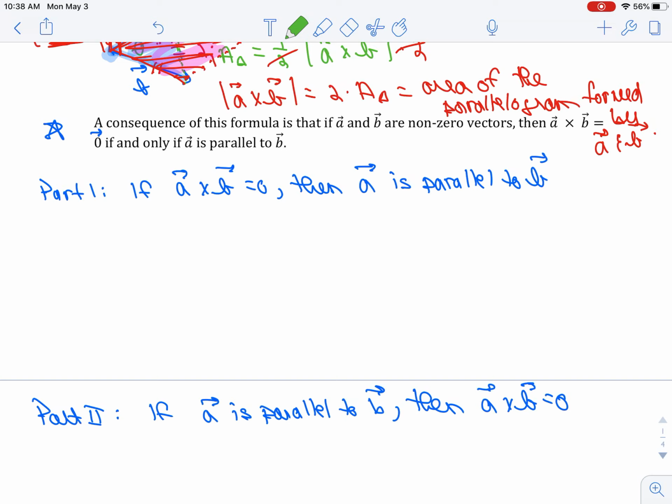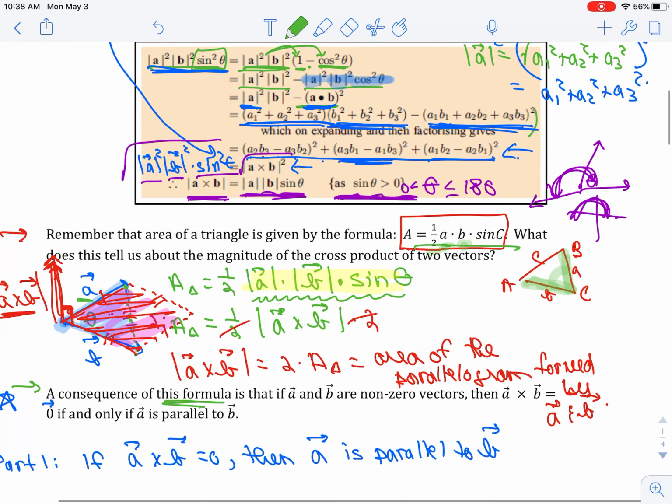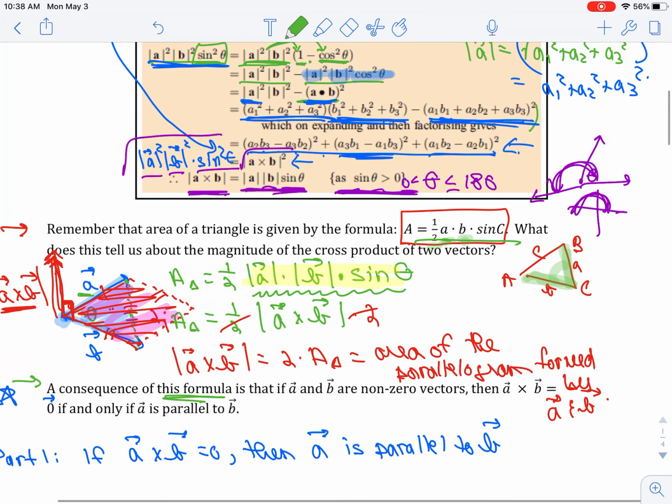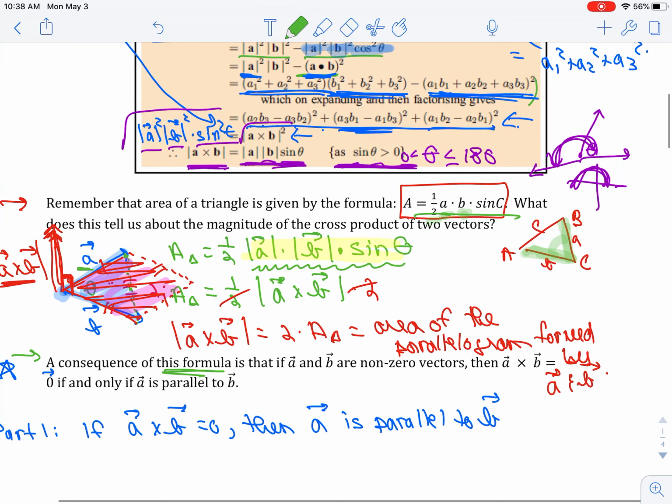This is video 3 of looking at cross products part 2. So we're just going to talk about this little piece down here, which is a little consequence of this formula that we just talked about. So it says a consequence of this formula, and the formula that we're talking about is this formula up here.